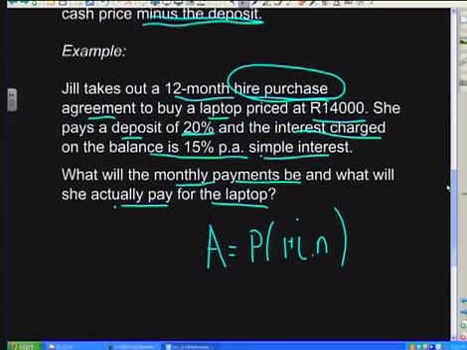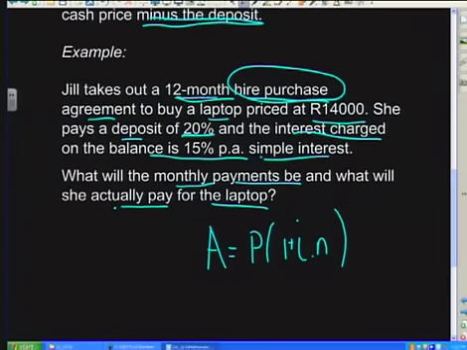They tell us a few things. They say that she takes out a 12-month hire purchase agreement. Now remember, this is N, but remember I told you in the beginning, always keep N in terms of years. So 12 months will become 1 year. She wants to buy a laptop priced at 14,000 Rand. So the original amount of the loan will be 14,000.